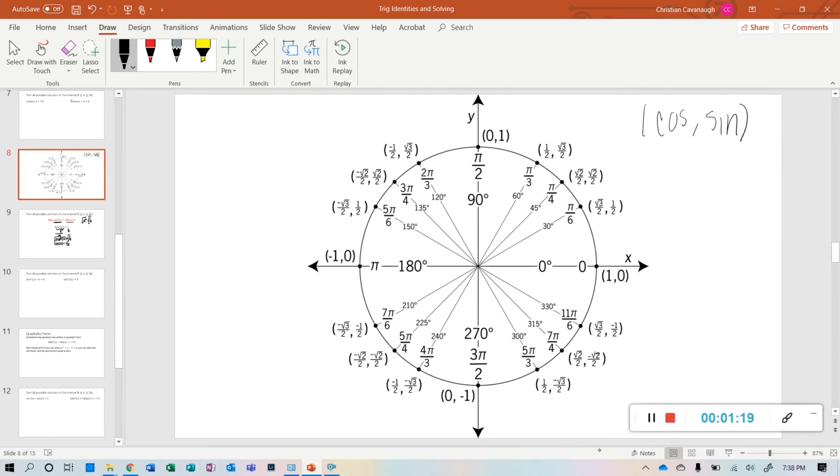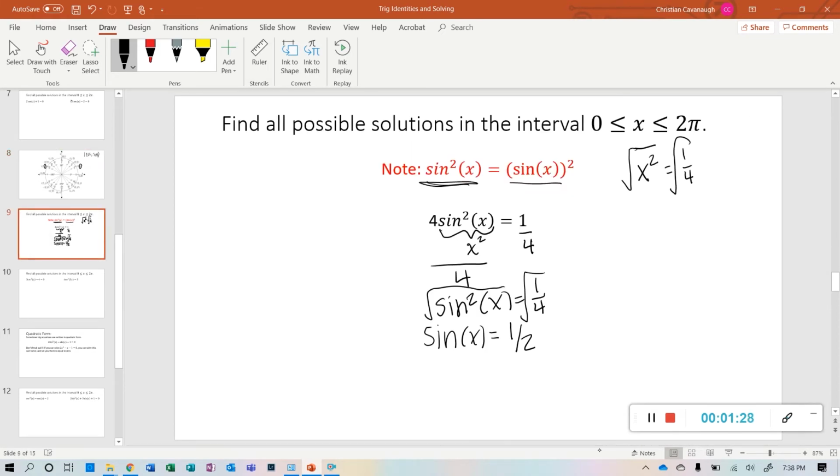I'll come back to the unit circle as always, and look for where y is 1/2, and that's going to happen at pi over 6 and 5 pi over 6. So I will come back, and now, x is just 5 pi over 6 and pi over 6.